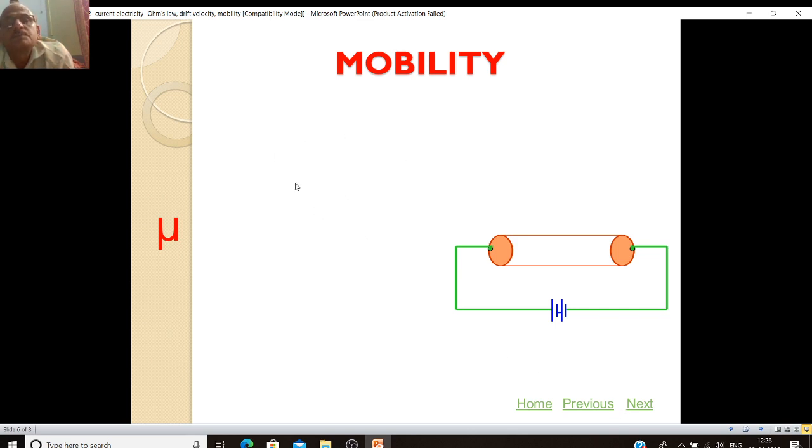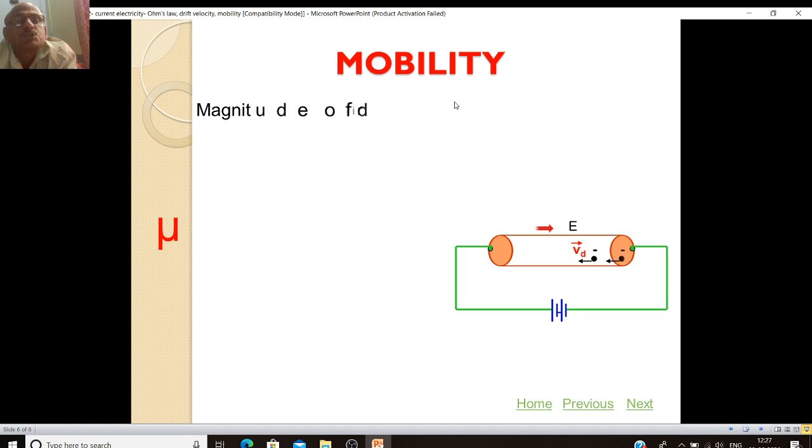Now the mobility. Let us once again take a conductor of length L, cross section area A, connected with a battery so that potential difference is V. Now due to this electric field, electrons start drifting with average velocity Vd. Now the relation between drift velocity and electric field, that is the mobility.